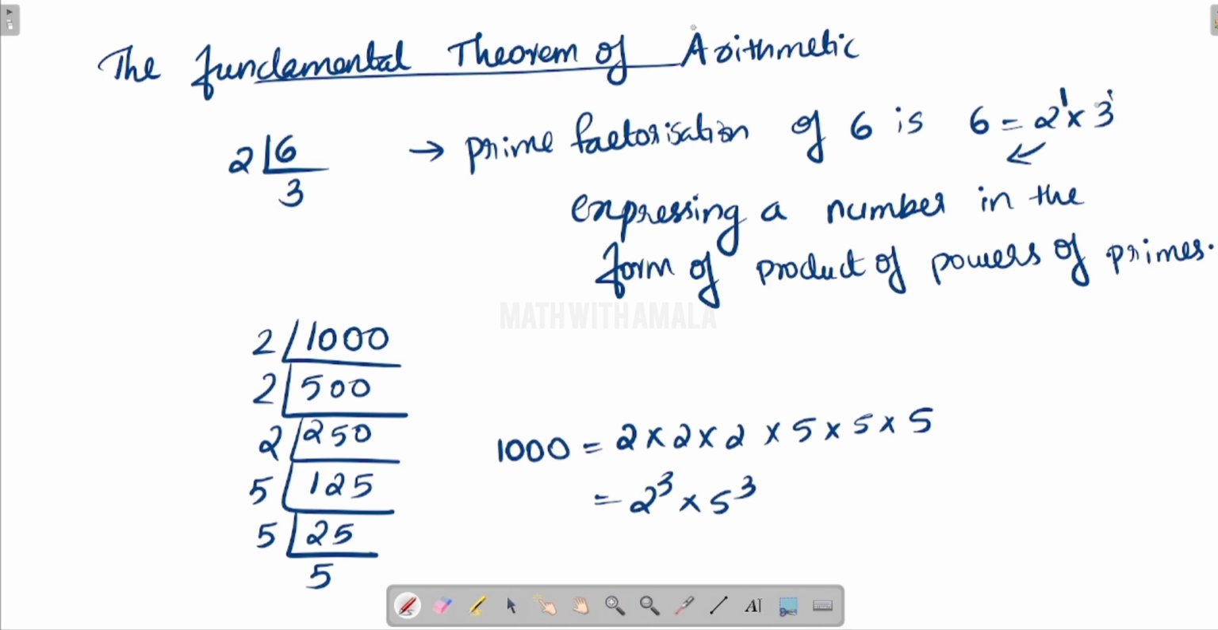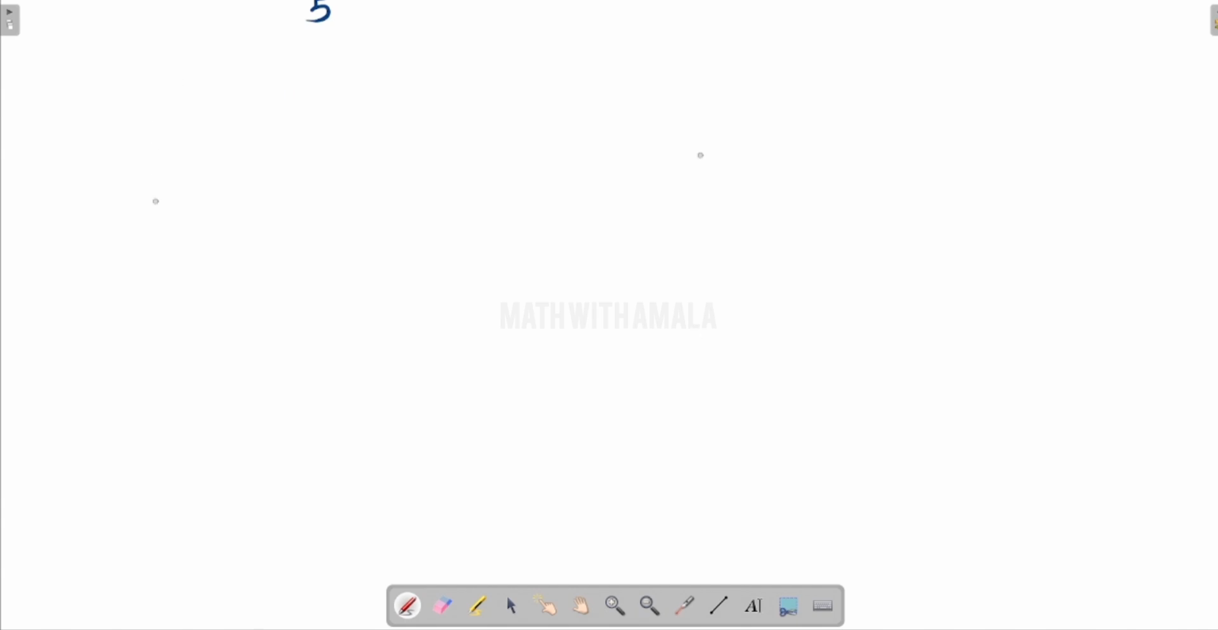Okay, 2 multiplied 3 times, 5 multiplied 3 times. You will get 2 cube into 5 cube. This is actually what we mean by prime factorization. Here we take the powers of some prime numbers and multiply them to get the composite number.